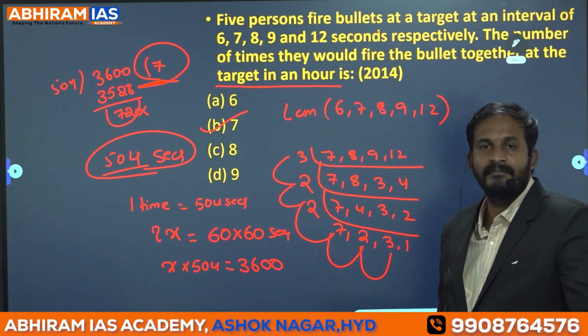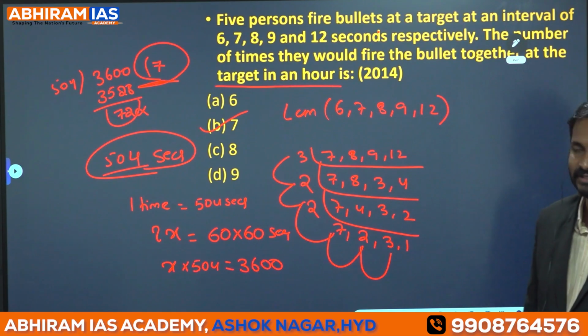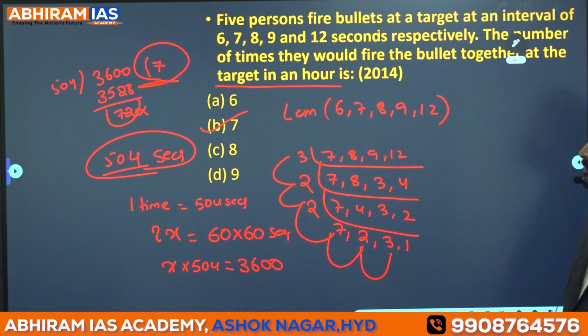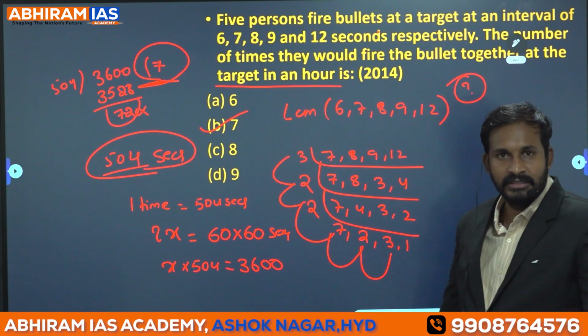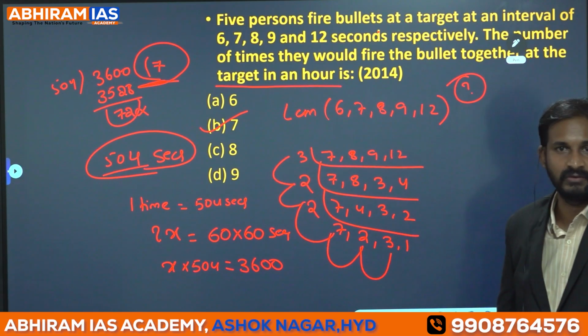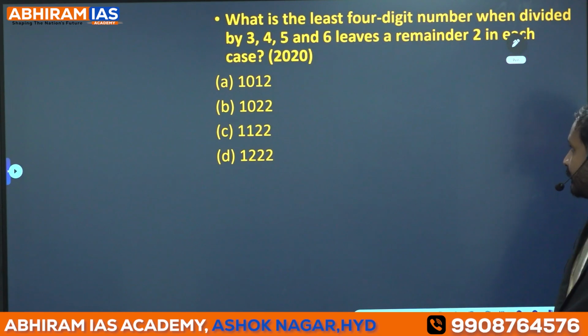In the given time frame, how many times will the event happen simultaneously? 7 times. See students, I am once again repeating, this area is very, very important. Easy to answer and you will easily score the mark. So don't lose marks in this area.